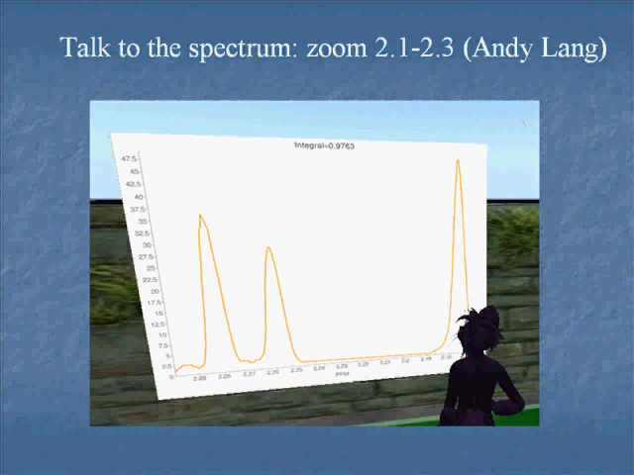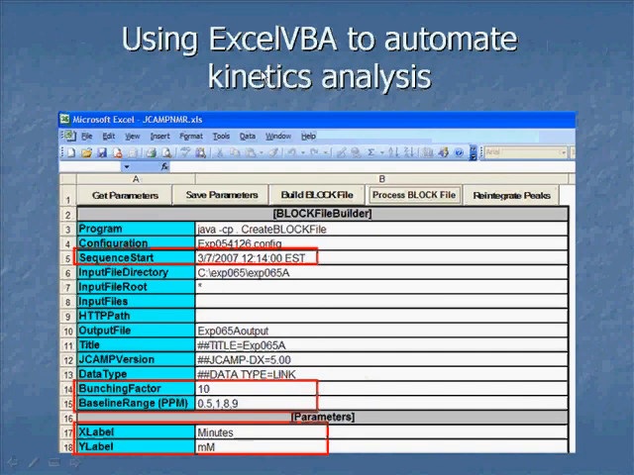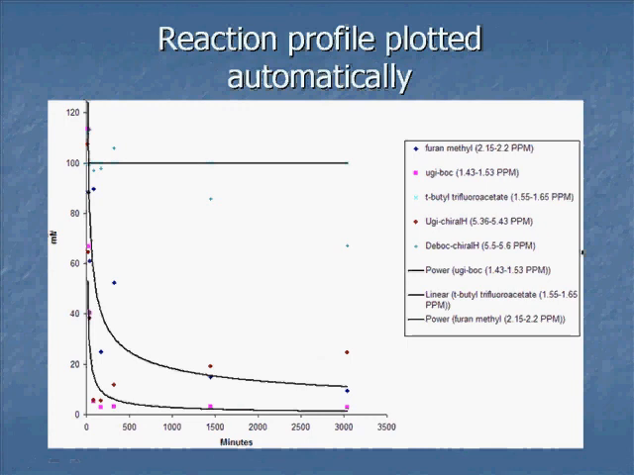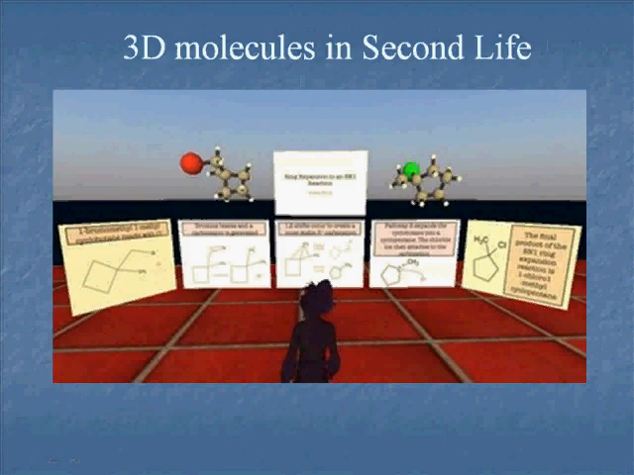We've been having meetings in Second Life, and you can actually show molecules, you can show spectra, you can interact with it. You can also take those JCAMP files and apply macros to them. So Excel VBA is pretty convenient, where you can automatically calculate kinetics. And so that's another bonus of having your NMR spectra in a JCAMP format.